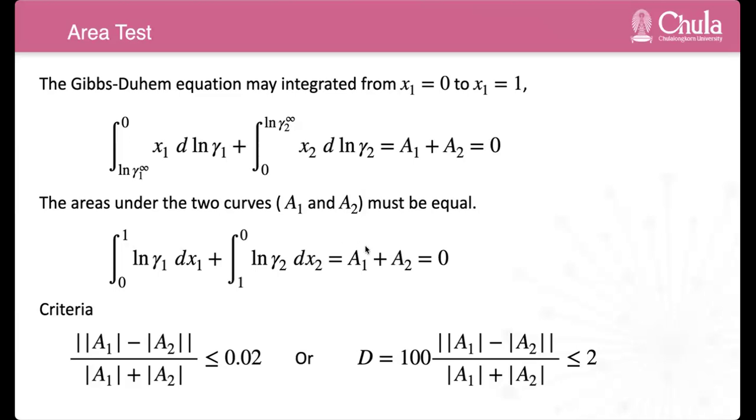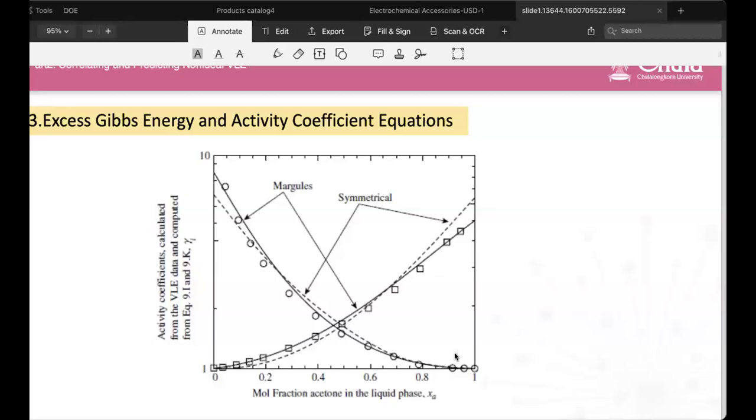So you find the integral from 0 to 1 of log gamma 1 dx1. This one you plot between log gamma 1 and x1. So what is the area, which area is it? This is log gamma and x1.